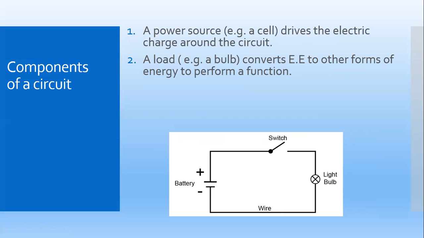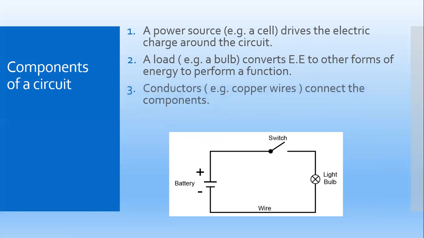The third component of the circuit is conductors. Conductor means wire, for example, copper wire, which connects all the components. All right, and the fourth component of the circuit is a switch. The function of the switch is to open or close the circuit.